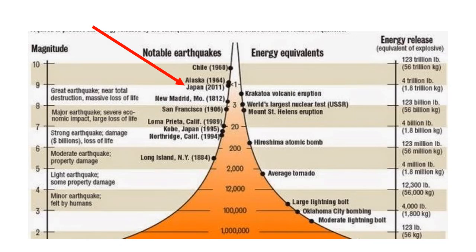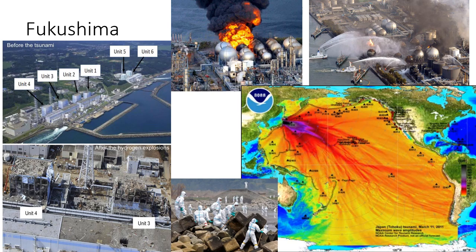So the Richter scale 9.0 is the third largest earthquake in history. So massive, massive, massive earthquake. And we got some pictures of it. So units 1 through 4 are in this structure down here. You notice units 5 and 6. I didn't even mention those on the previous slide because they weren't impacted.